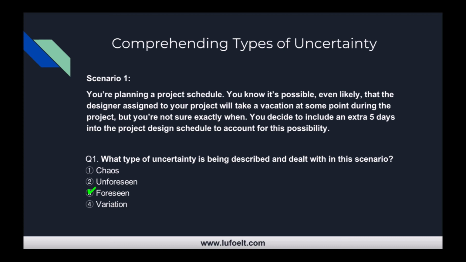All right, the answer is foreseen uncertainty. So we know something is going to happen, and we are going to try to account for that.